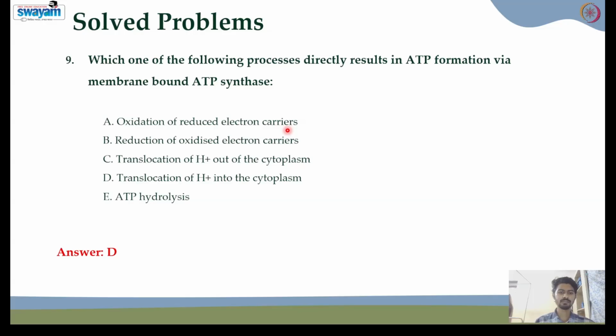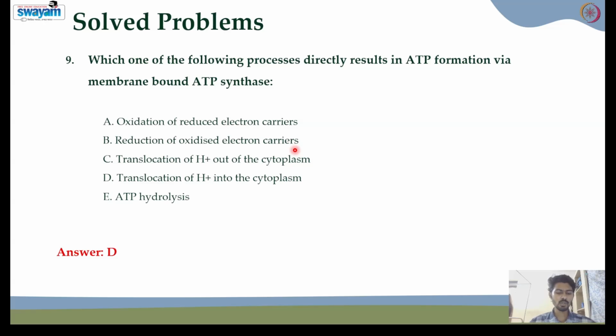Why not the other options? First is oxidation of reduced electron carrier. It is a process that occurs in the electron transport chain. This is needed for ATP synthesis, but it is not directly via membrane-bound ATP synthase. Whereas the reduction of oxidized electron carrier is a reverse step of the electron transport chain. If it is a reverse step, no ATP synthesis occurs. So option B is wrong.